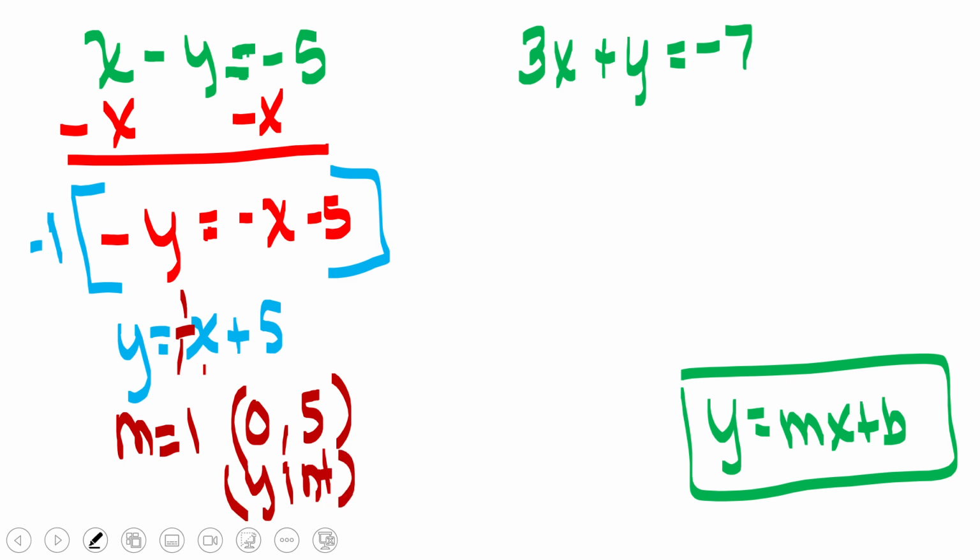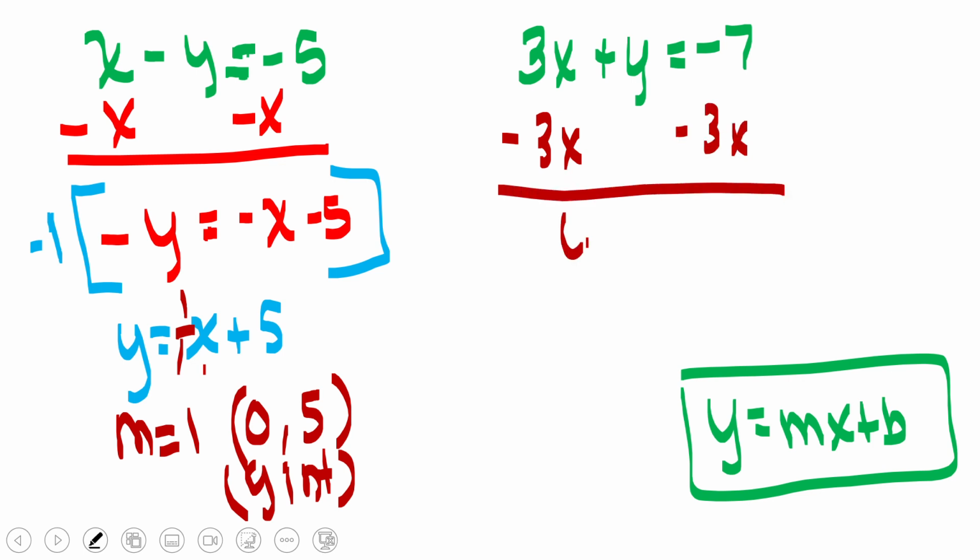Okay, we've looked at this. All right, same here. We're going to subtract 3x from both sides. That leaves a positive y. We're in good shape there. Equals negative 3x minus 7. As long as your y is positive, you're in good shape.